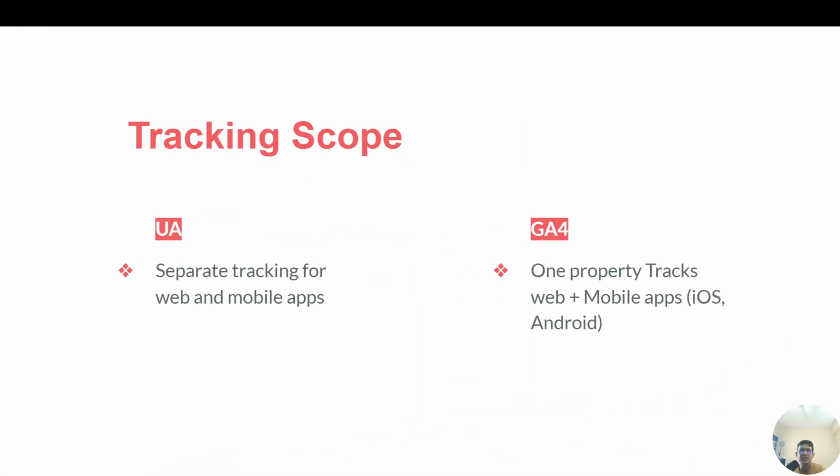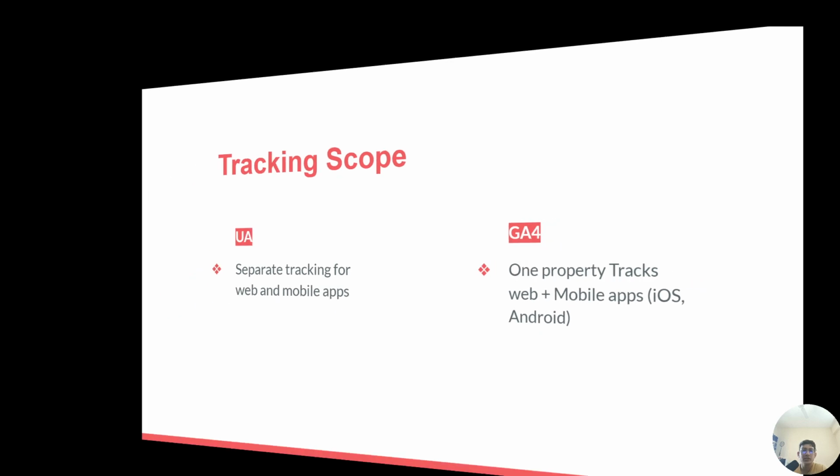So let's understand the difference between Universal Google Analytics and Google Analytics 4. First of all, we will talk about the tracking scope: separate tracking for web and mobile apps. In Universal Analytics it was separate tracking, and in GA4 it's combined tracking. So in a single property you can track web and all mobile apps.